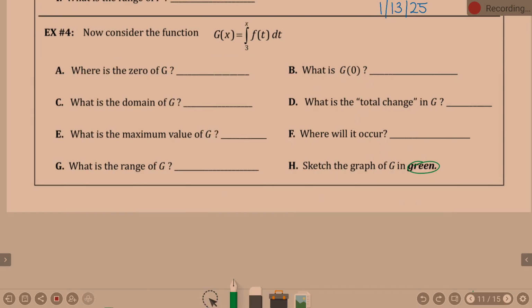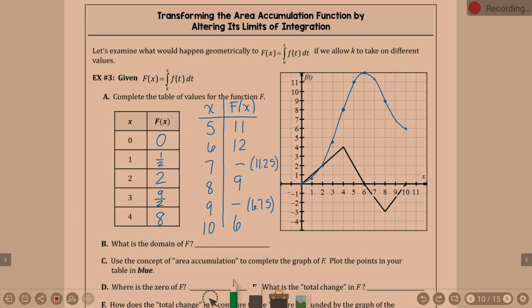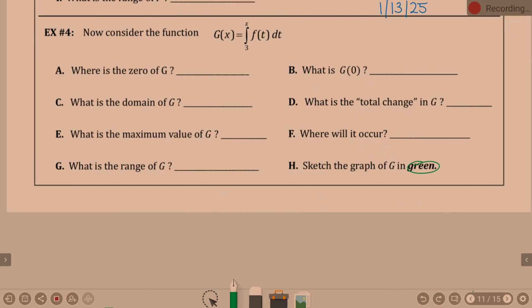Now, the difference is that on this last one, this was a 0. This was supposed to be k. This was a 0. You have it changed in your notes, I'm sure. This time the difference is 3 to x. Thoughts on where is the 0 of g?